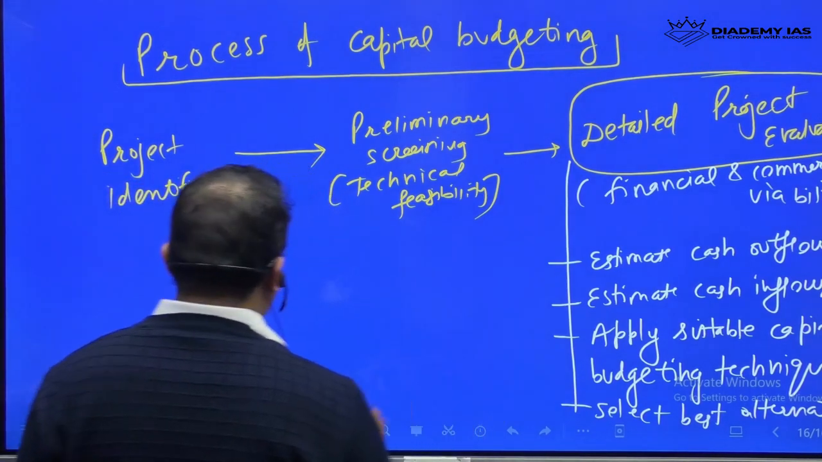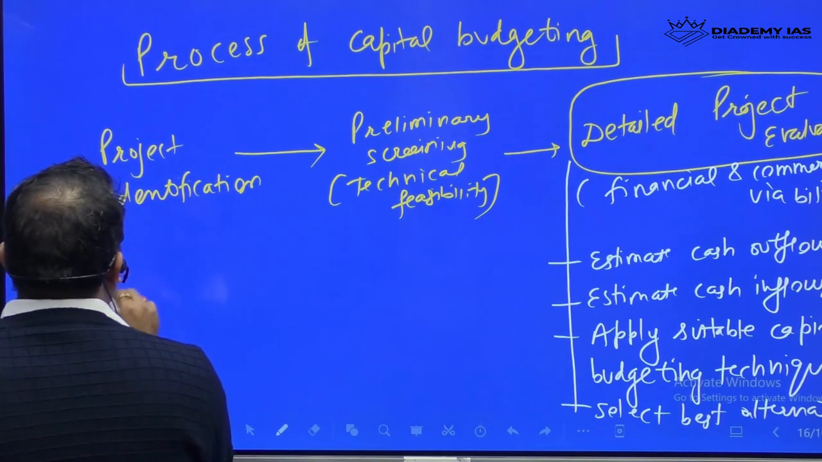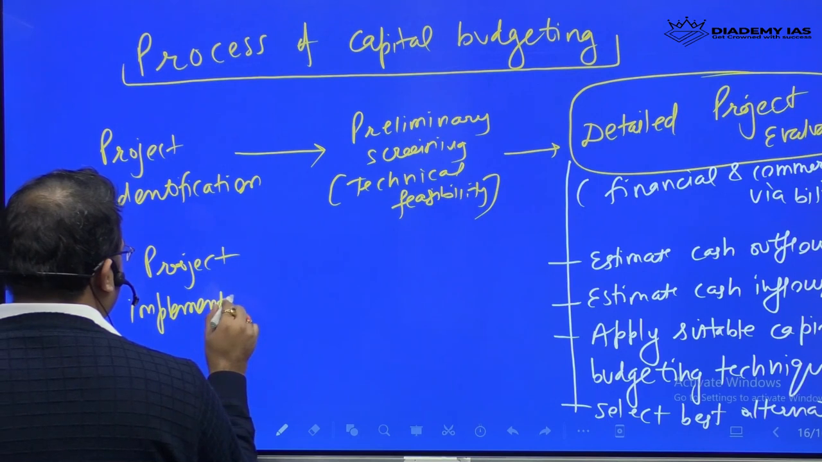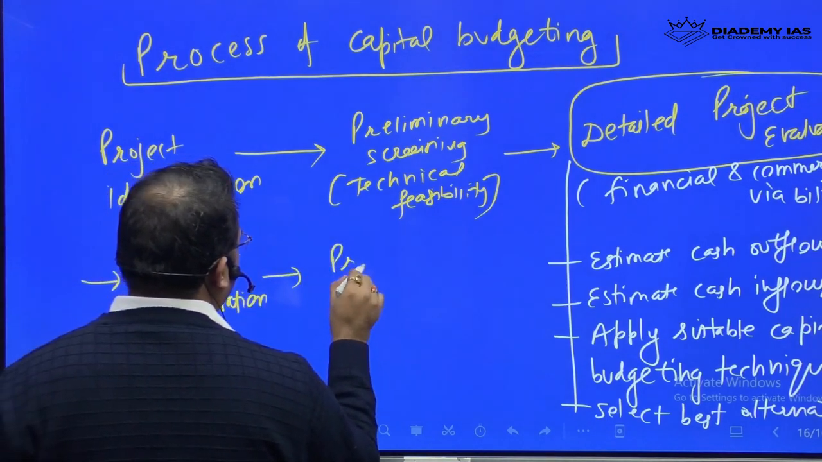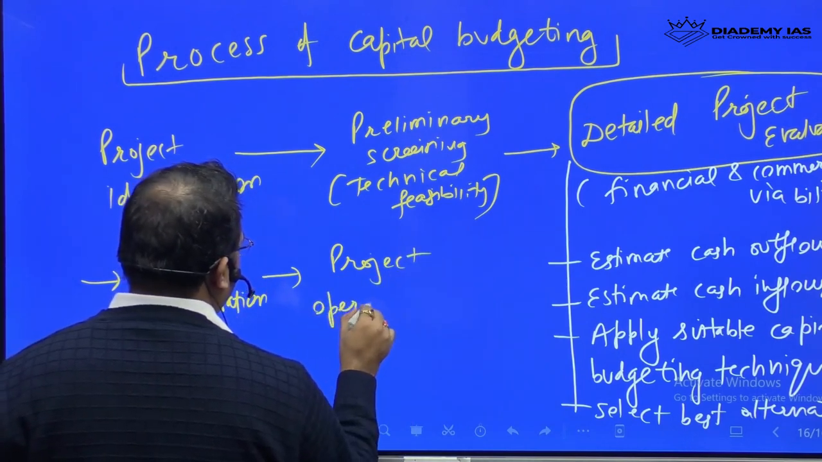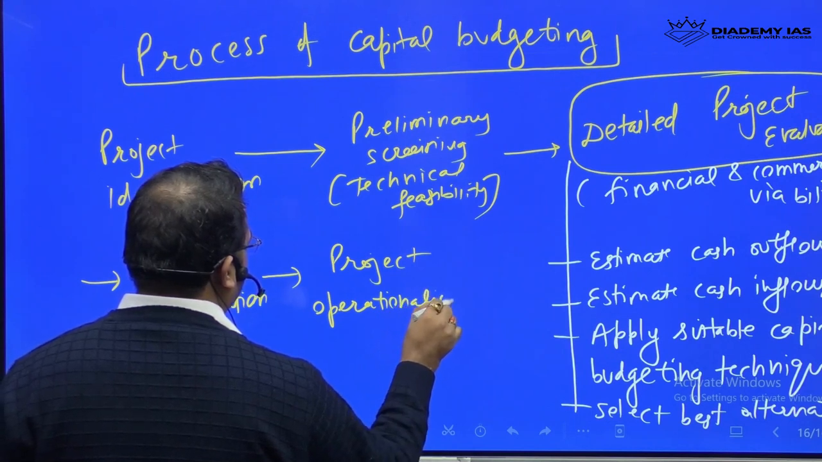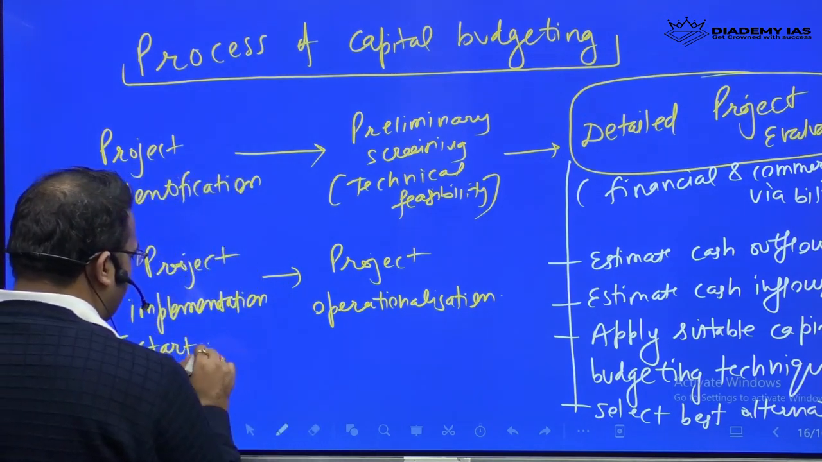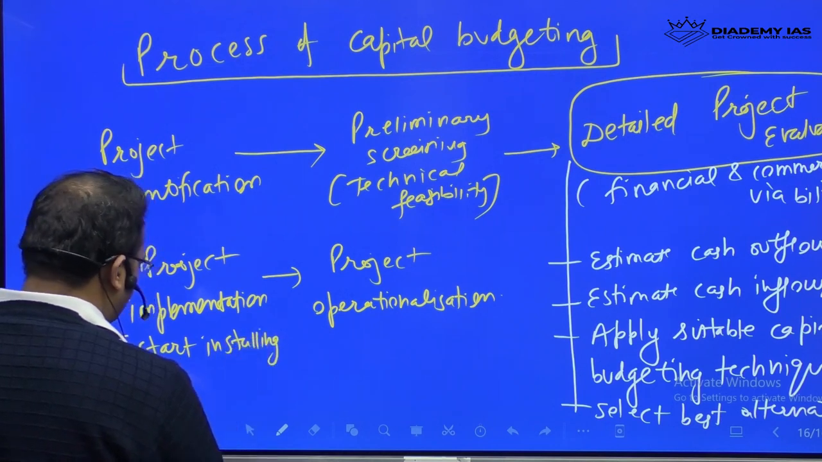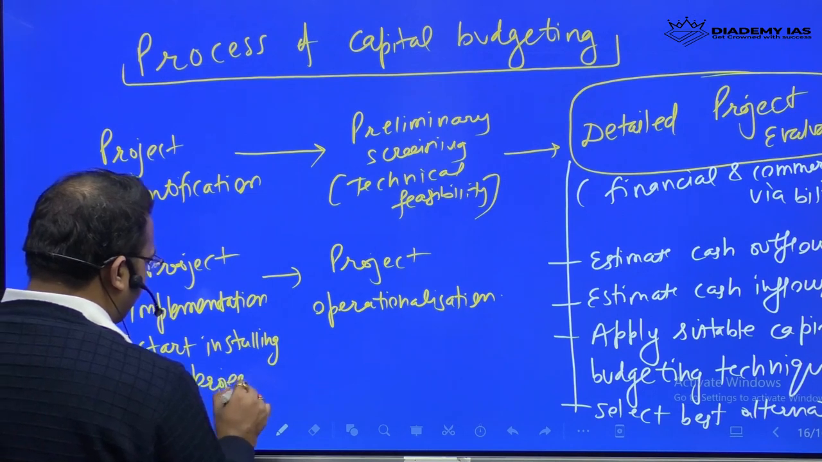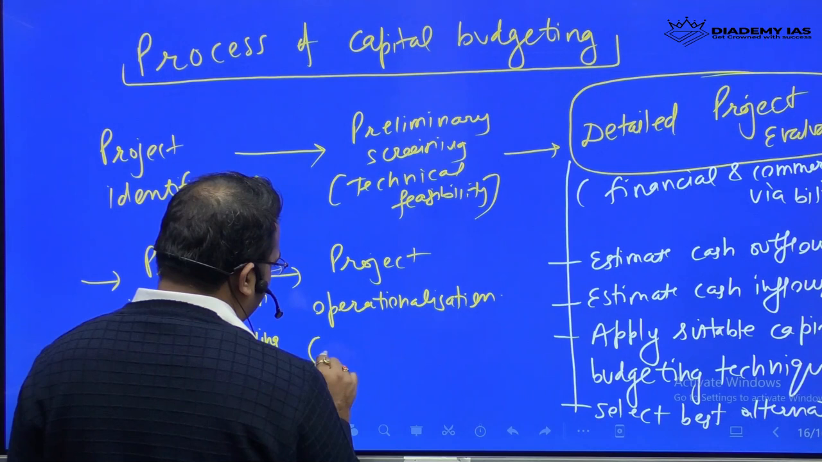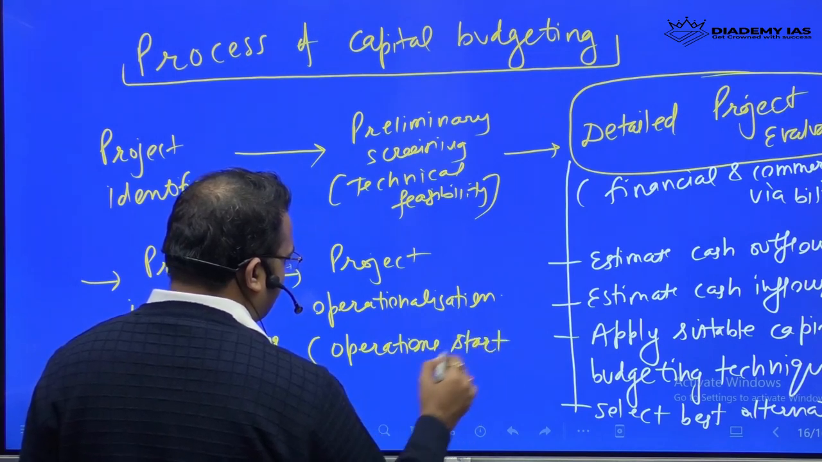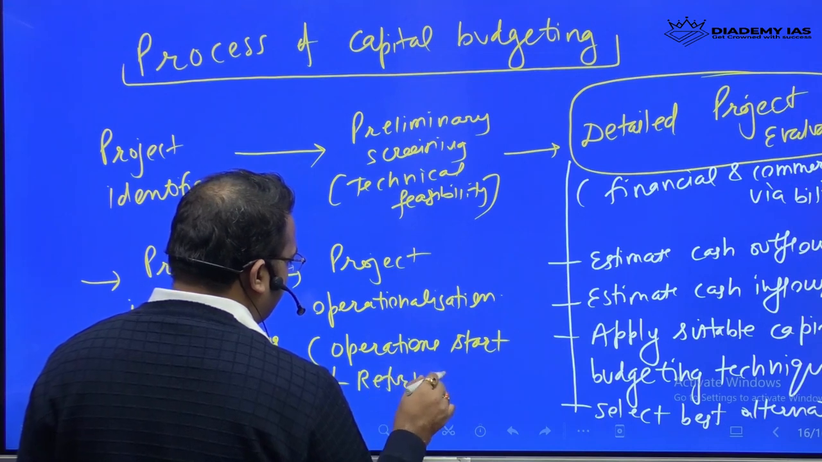After this, the next step is, that is step number four, that is the project implementation. And finally, project operationalization. Implementation means basically we start installing the project or start executing the project. And project operationalized means the operations start. That means return starts.